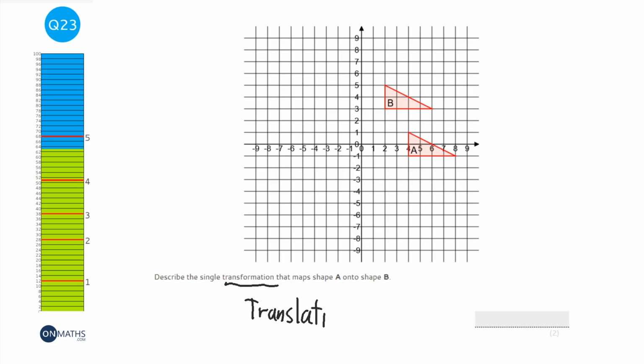Translation. Now translation just means we've moved it, and that's perfect because we have just moved A to B. Now the second thing to realise is we are starting at shape A and we're going to shape B. Now with translations, to describe them, pick the same point on both shapes. I always pick the top left if it's available.